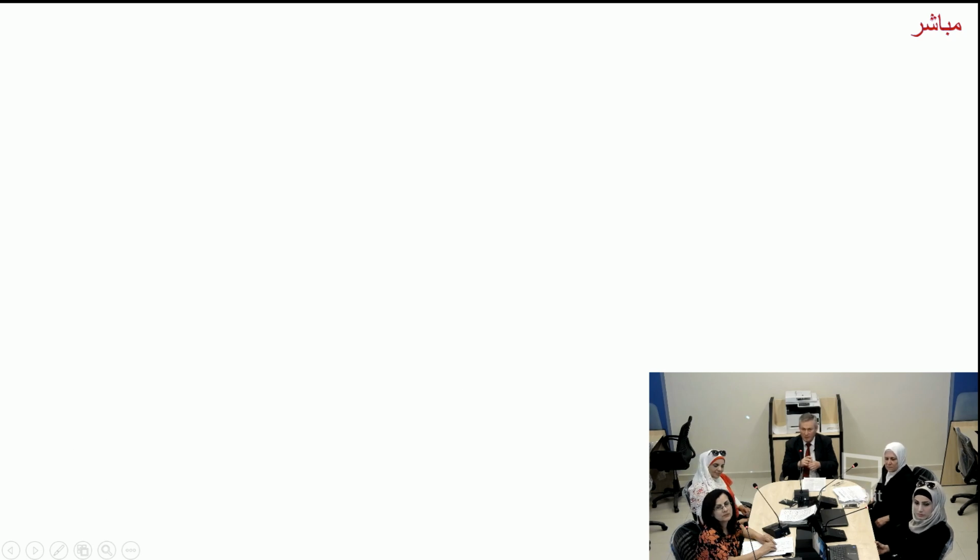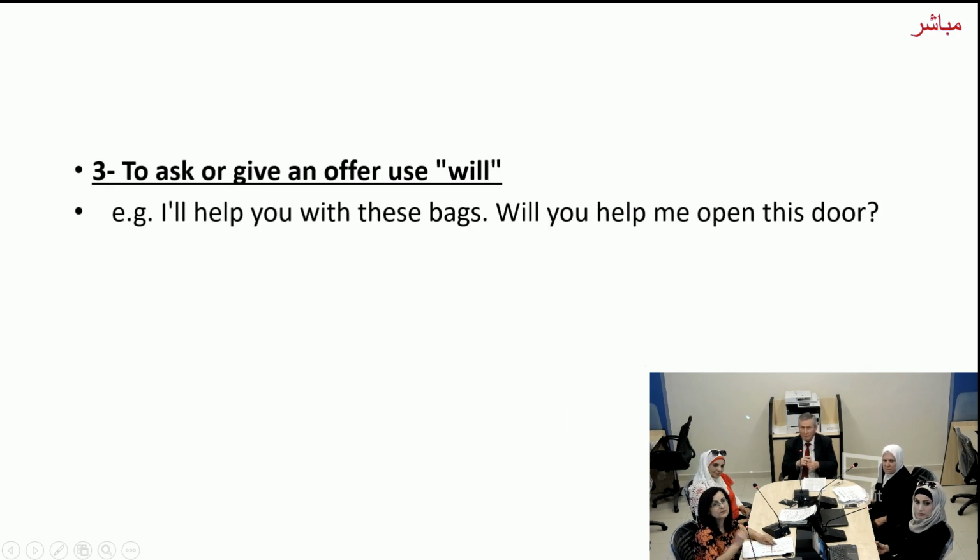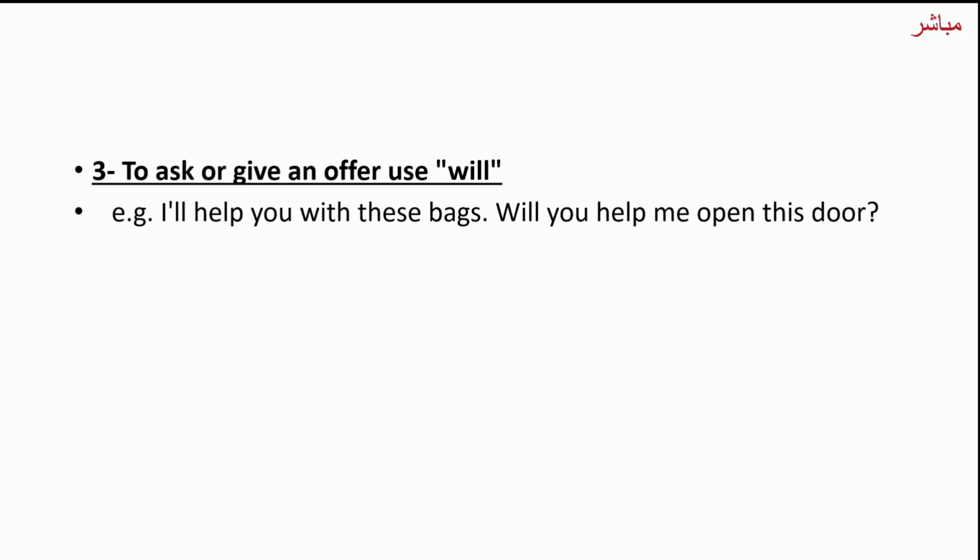This is about will again. To ask or give information, we use will. For example, we are waiting for a film. I don't say when is the film going to start. To ask for information, when will the film start? To give information, you say the film will start in 5 minutes. So to ask and give information, we use will.